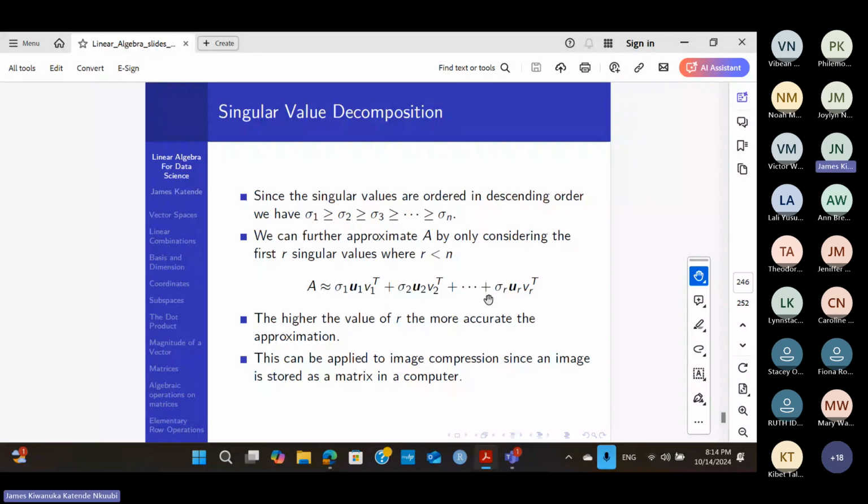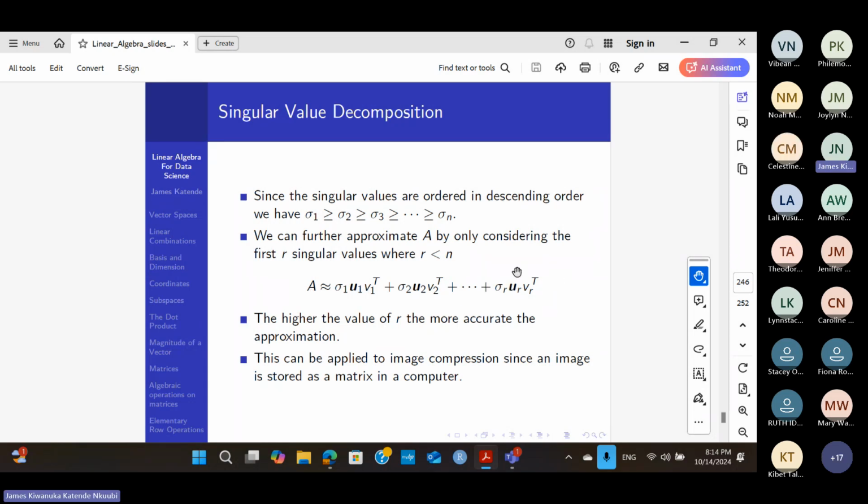This becomes more useful if you're working with higher dimensions. In the first case we looked at, where we have only a sum of 2 terms, it's not very useful. But when you have much higher dimensions, then this approximation becomes useful. And sometimes you'll find that the first one or two terms are really big and the rest are small, and just the first few terms will be a good approximation of the matrix A.